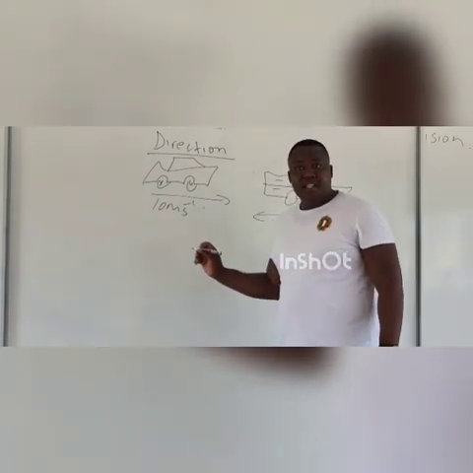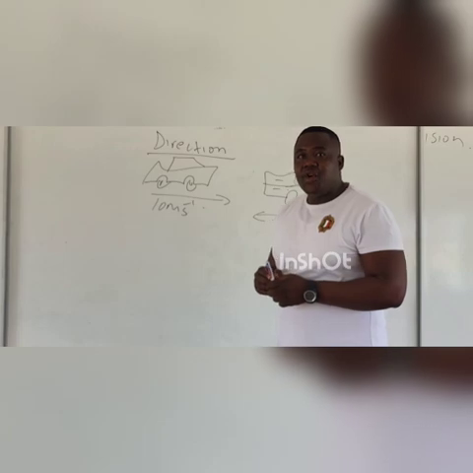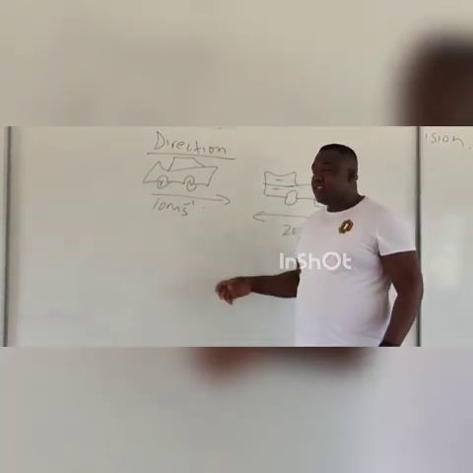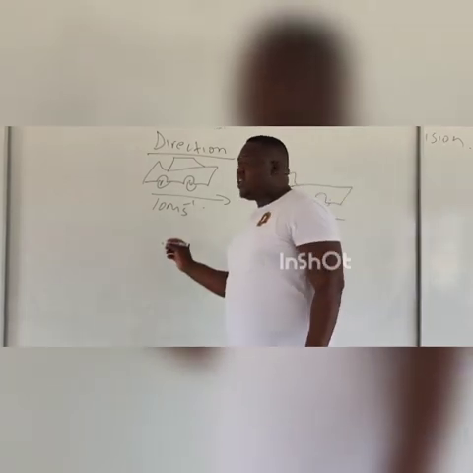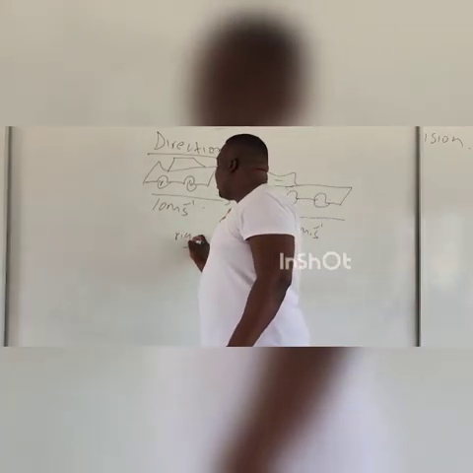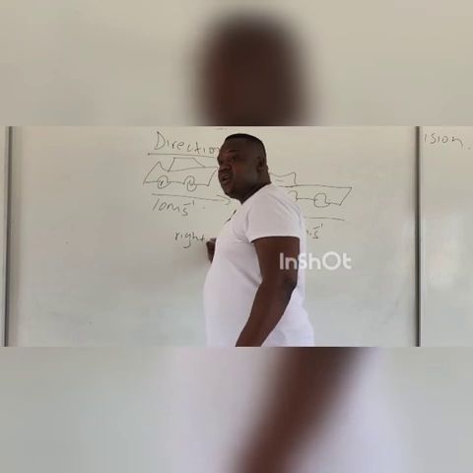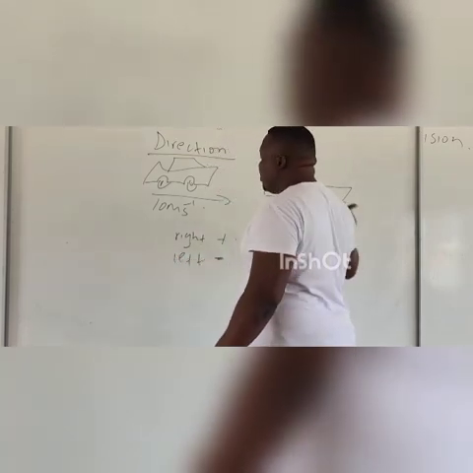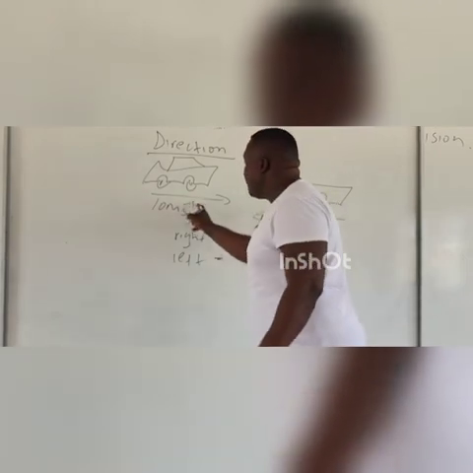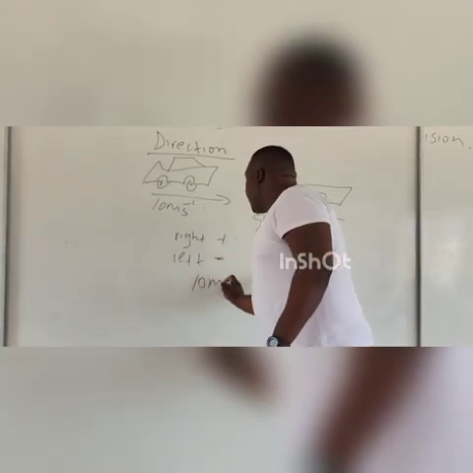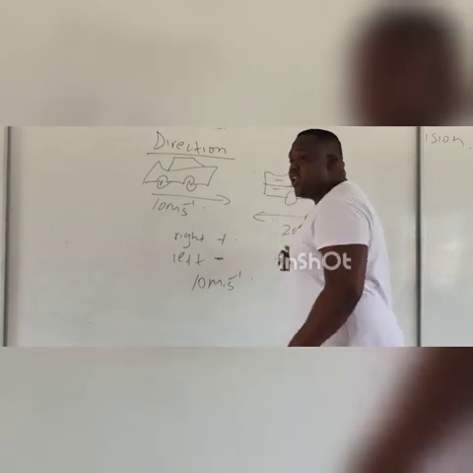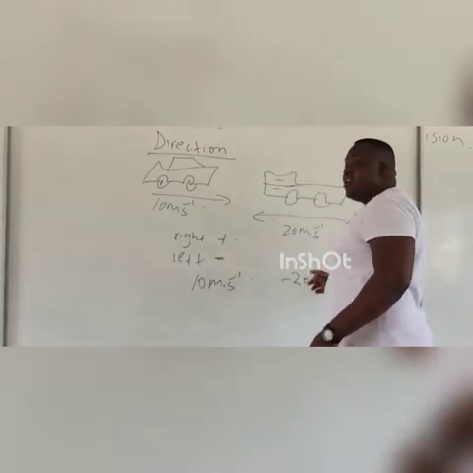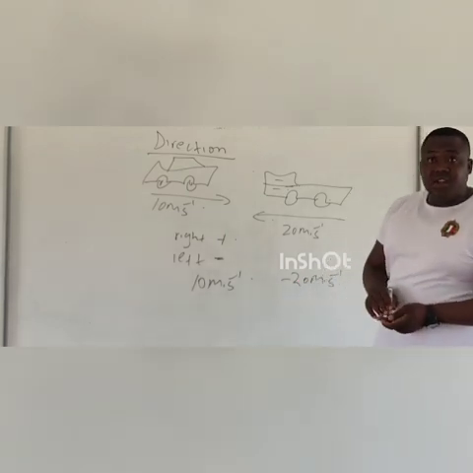Okay. Let us move forward. I want you to recognize that these objects are going in opposite directions. So, if you take right as positive, it means left is negative. This object is going to the right, so its velocity is 10 meters per second. This one is going to the left, so its velocity is negative 20 meters per second. Very important things to recognize.